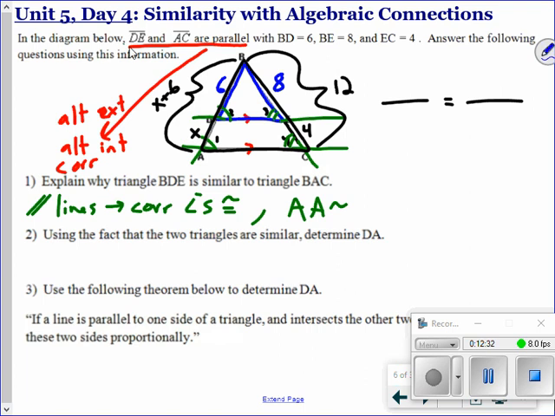And I could use the two sides of the small triangle, 6 to 8. And then I'd want to use x plus 6 because that's the same as, or corresponds to, that side 6, and then 12 down here. So I need to pause the video, cross multiply, and solve.